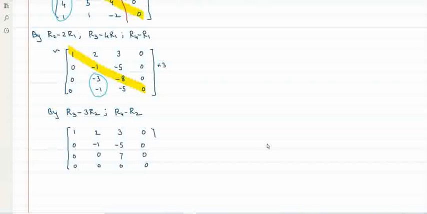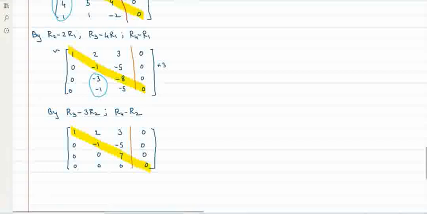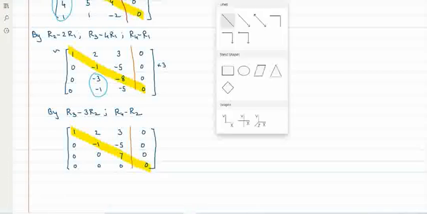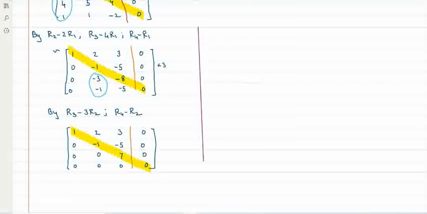Is it right? Yes, sir. Now again you can see the elements below the diagonal are all 0. So this is the required echelon form. What is the rank?